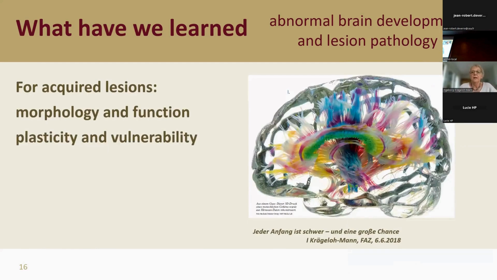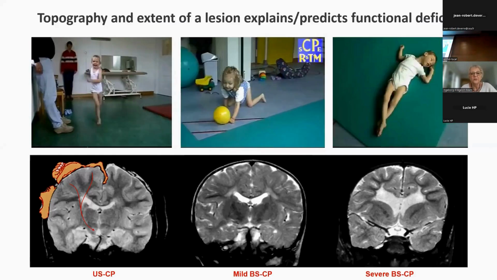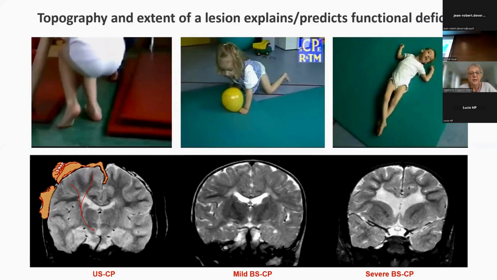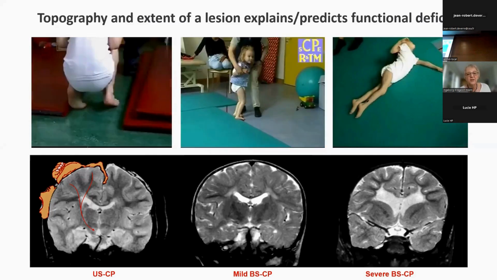And the next part I would like to address shortly is the aspect of morphology and function, plasticity and vulnerability. The German saying here is: each beginning is difficult, but it is also a great chance. And the first part, morphology and function, is very simple. It is just to show you that the same sort of lesion, that means periventricular lesion, can have very different outcome depending on its extent and topography.